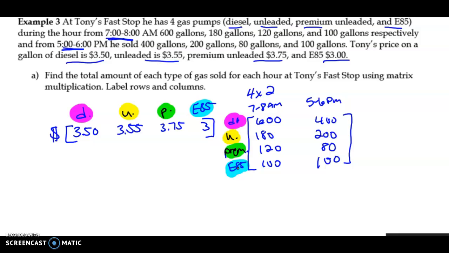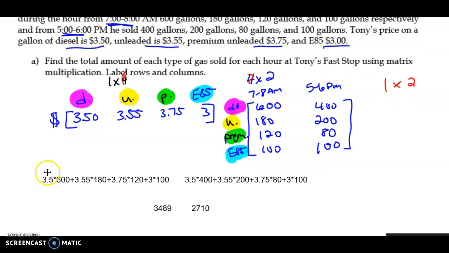So now what we want to do is find the amount of each type of gas that was sold for each hour at the gas station. Okay, so we're going to take this 1 by 4 matrix and take it times our 4 by 2 matrix. So if I take a 1 by 4 times a 4 by 2, we should get, if we get rid of those 4s, a 1 by 2. Okay, so go ahead and pause the video and see what you get when you multiply those.